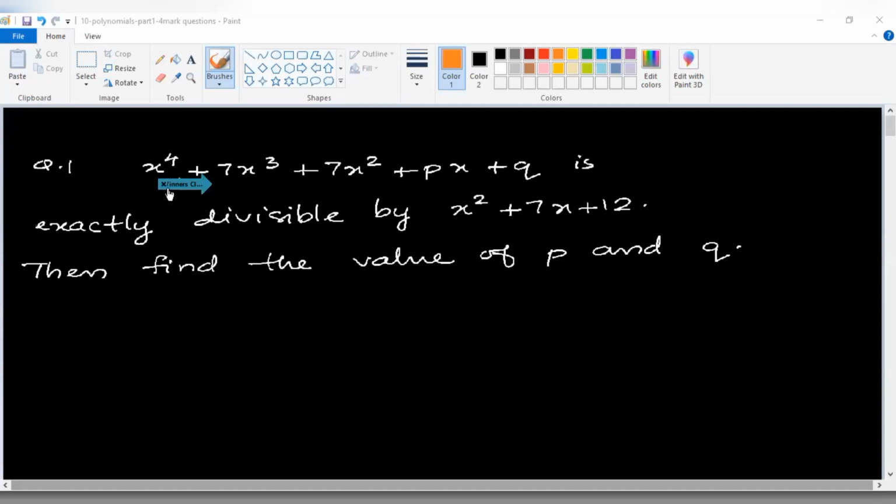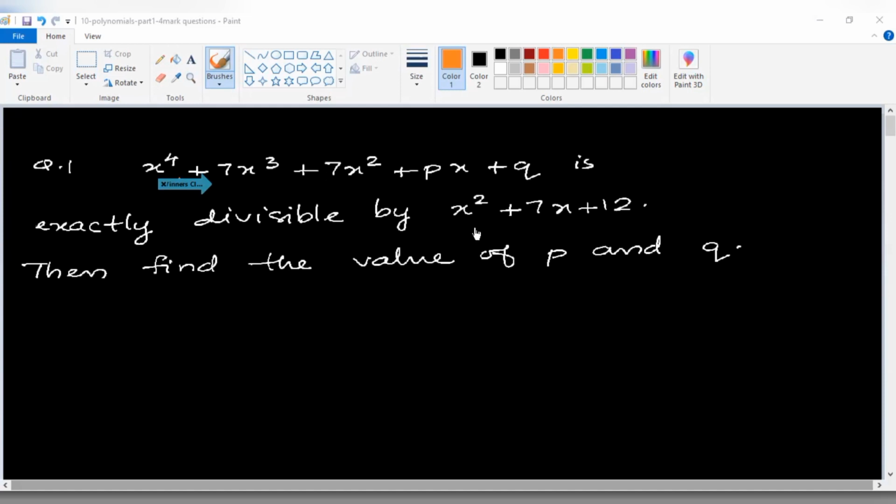This is our first question. x raised to 4 plus 7x cubed plus 7x square plus px plus q is exactly divisible by x square plus 7x plus 12. Then find the value of p and q. See, here we have p and q. We have to find the value of these two.